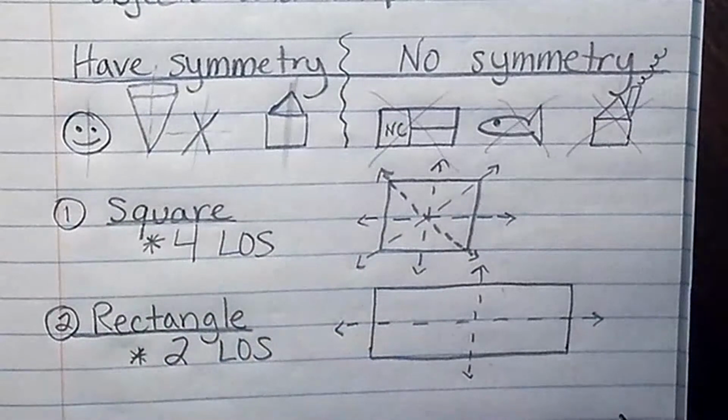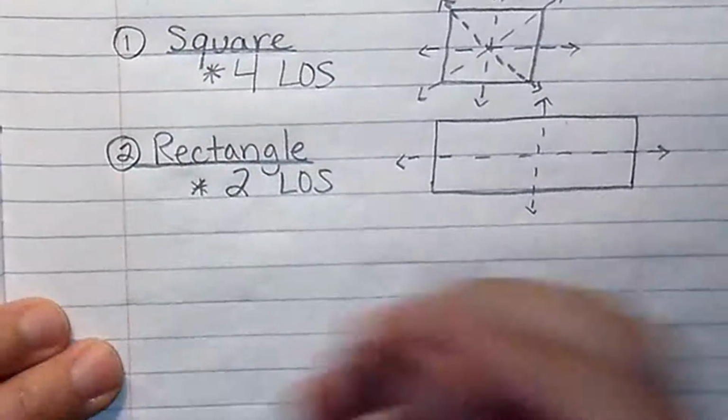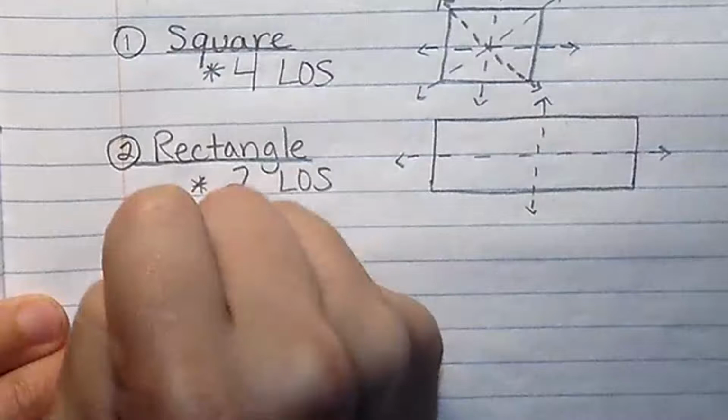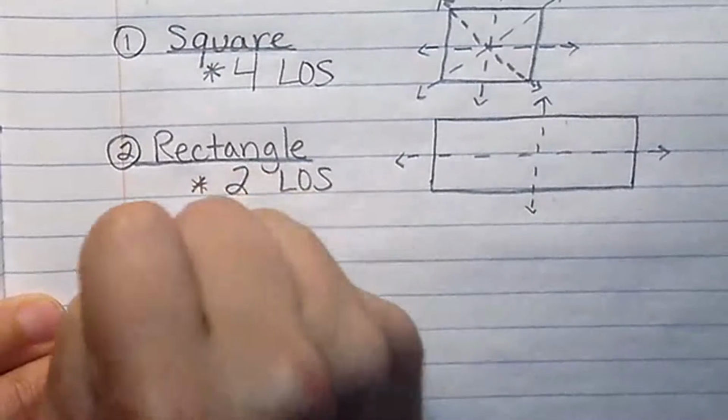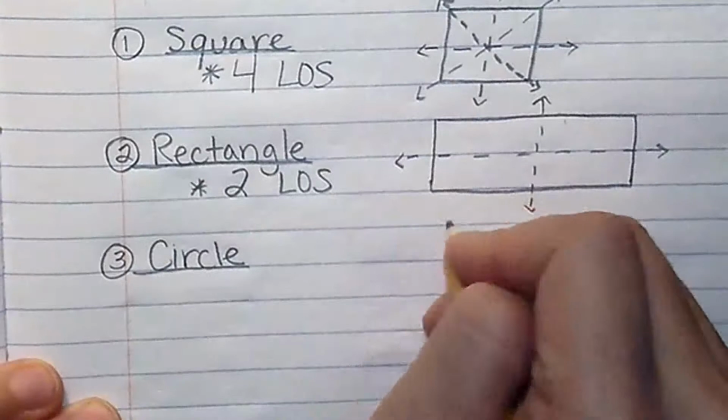Good. All right, let's come up with another shape. How about a circle? A circle is one of my favorites. Whenever I think about a circle, I always think about a pizza.